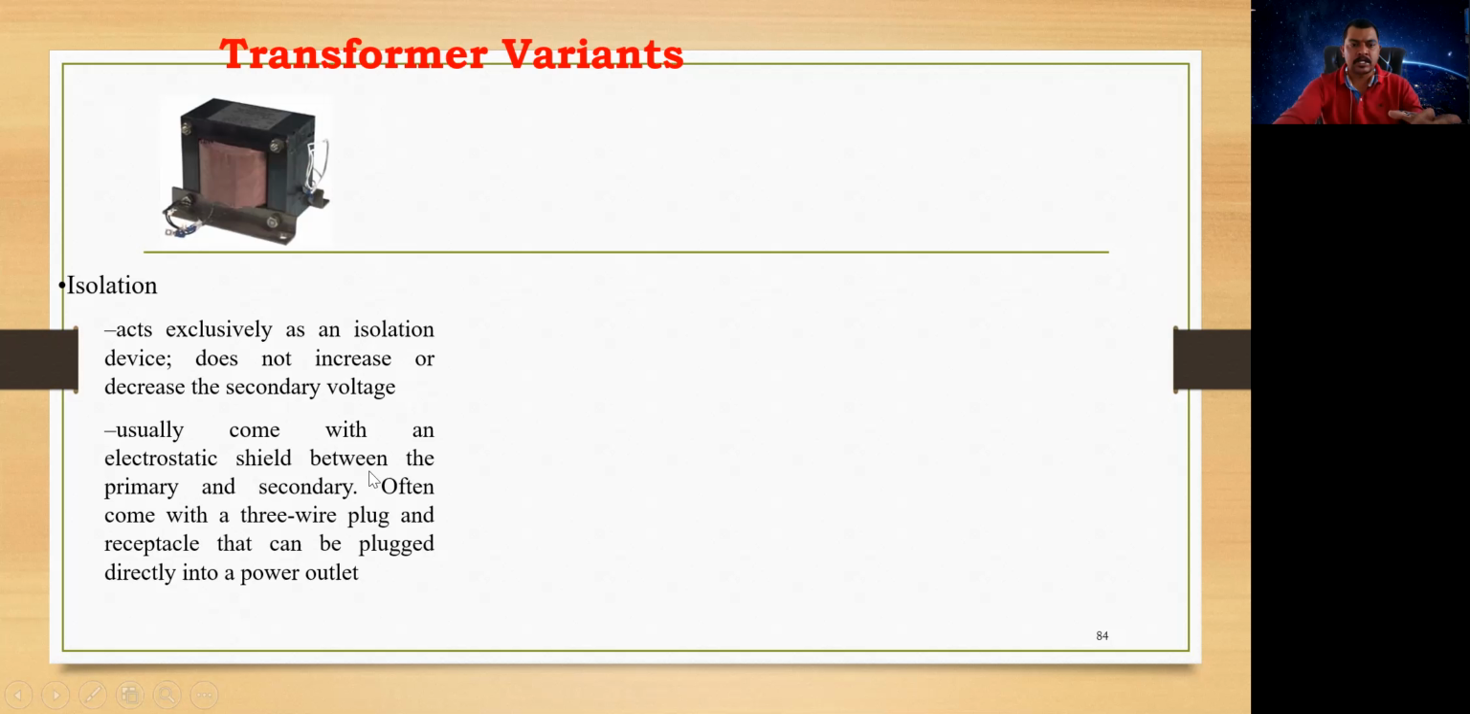They usually come with an electrostatic shield between the primary and the secondary, and often come with a 3-wire plug and receptacle that can be plugged directly into the power outlet. So it comes with 3 wires, 2 for the AC and 3 for the low voltage AC that is being converted. So these 3 wires on this side will give you the low voltage, and this is for the AC to be connected directly to AC 220 volts, and thus it acts as a solution for that.